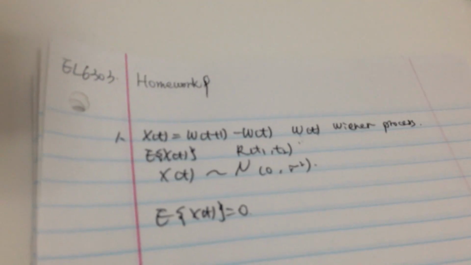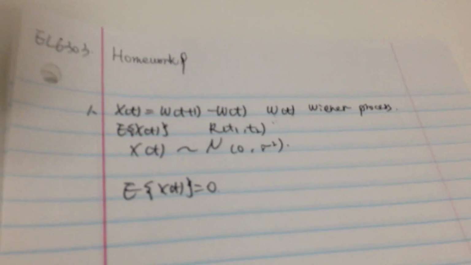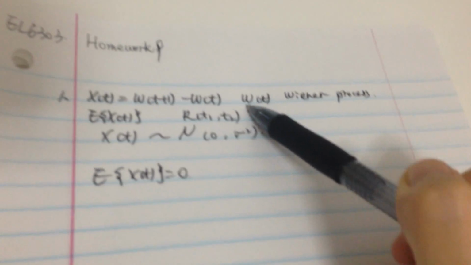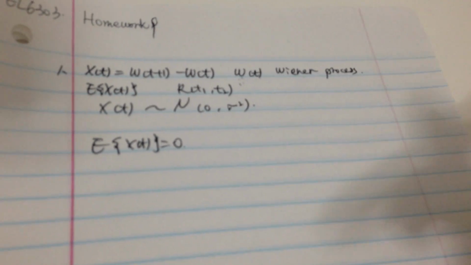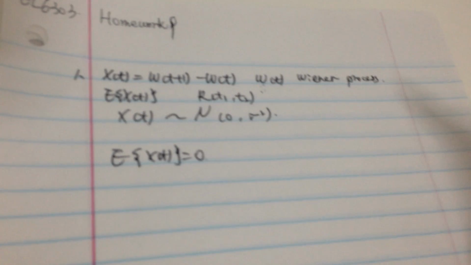I make this video for my class EL6303, and here's the first question in my homework 9. We already know that Wt is a Wiener process, and so here we need to get the expectation of Xt.